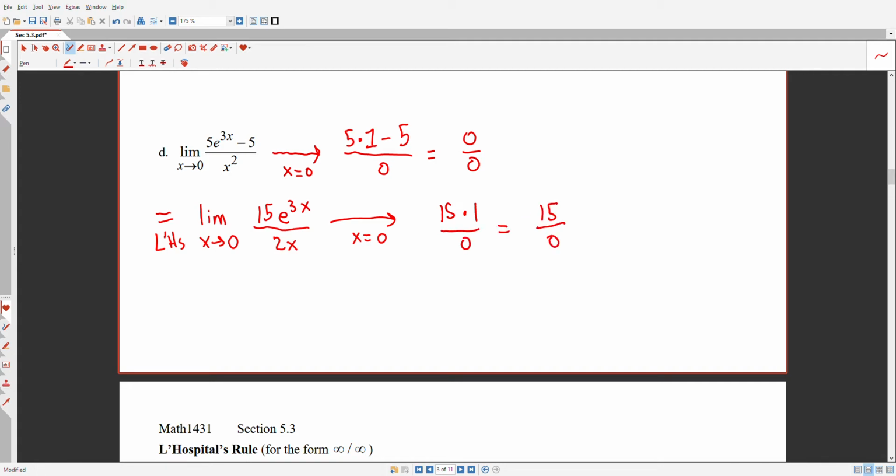And after using L'Hopital's rule for a little bit, you might think, oh no, can I use L'Hopital's rule again here? Because it feels like it's a wrong expression, right? But this expression isn't 0 over 0. This is a non-zero number over 0. So L'Hopital's does not apply.